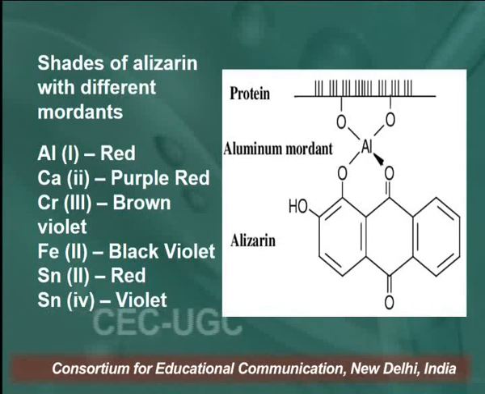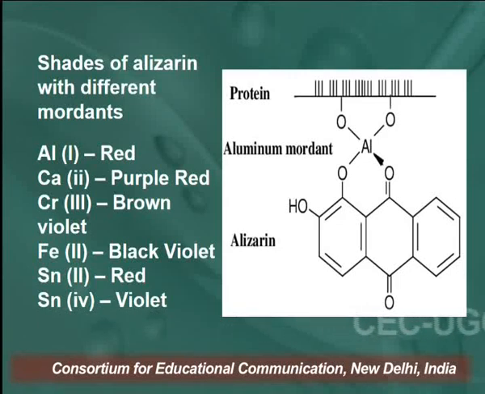When we use Ca, we get a purple red color. When we use chromium, we get a brown violet color. Similarly, when we use iron as a mordant, we get a black violet color. For stannous, we get a red color, and also these depend on the oxidation state. In different oxidation states, we get different colors. Stannous in the second oxidation state gives a red color, and in the fourth oxidation state, we get a violet color.